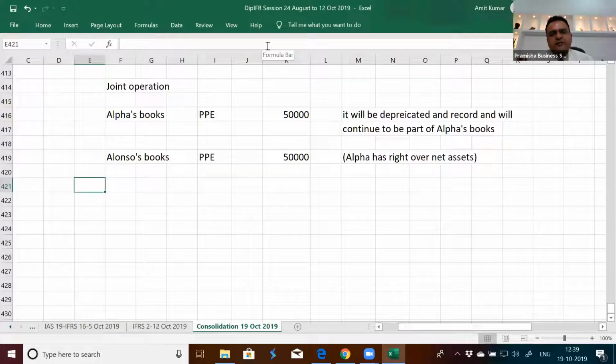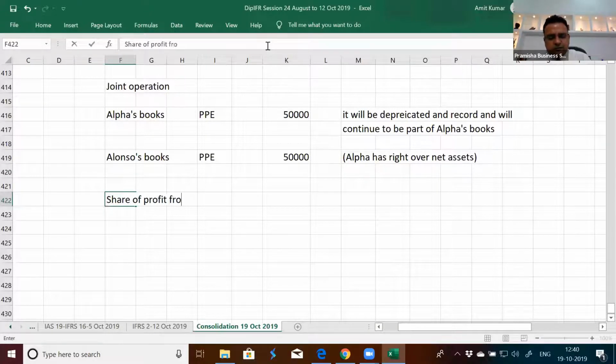Joint operation is dealt with line by line, that if there is machinery provided by Alpha, it forms part of the balance sheet of Alpha. If there is a subsidiary, it will be added line by line. Joint operation is simply an arrangement. Two parties come together to work together, they share the profit, and the profit will be recognized as part of their individual books. But if there is a joint venture, Alpha will simply recognize as a single line item share of profit from JV and investment in JV.